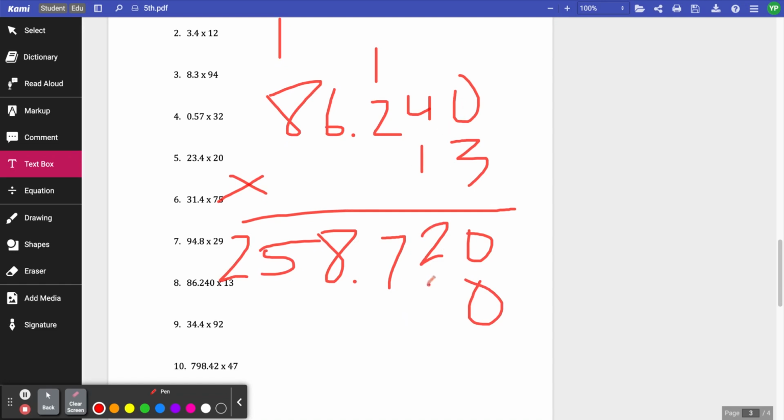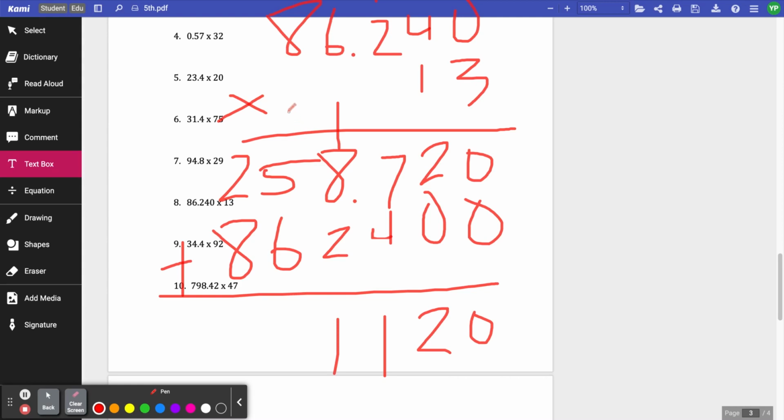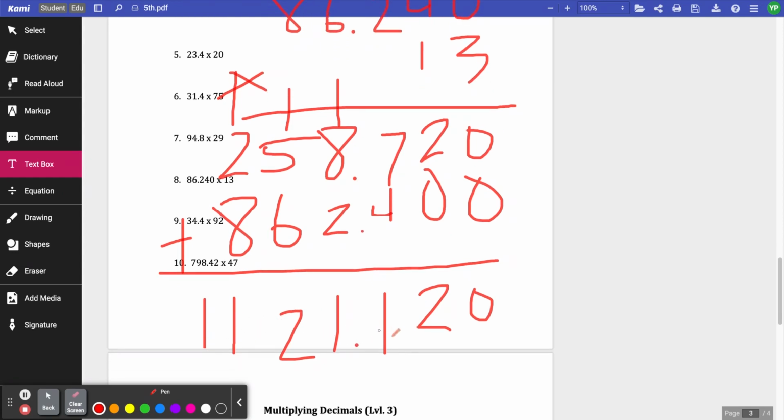1 times 4 is 4. 1 times 2 is 2. 1 times 6 is 6. And 1 times 8 is 8. And once you add all this up, you get a total, and you have to bring the decimal point down. So it becomes 1121.12.